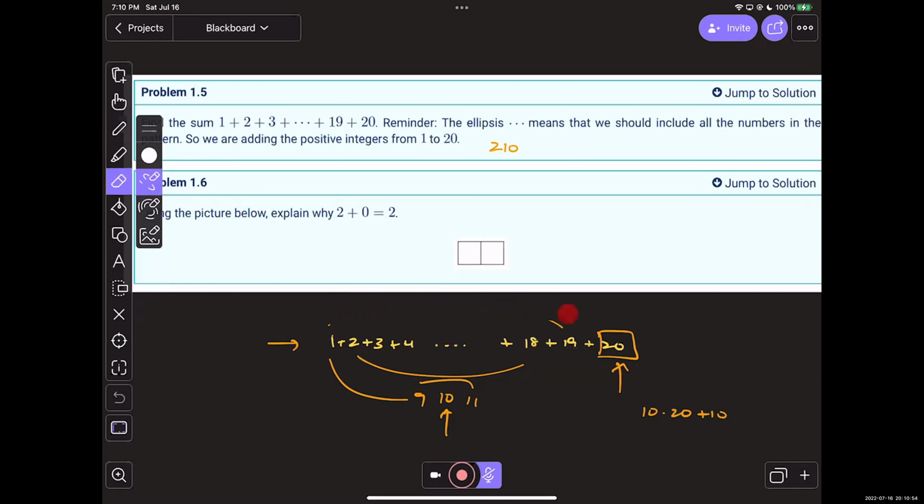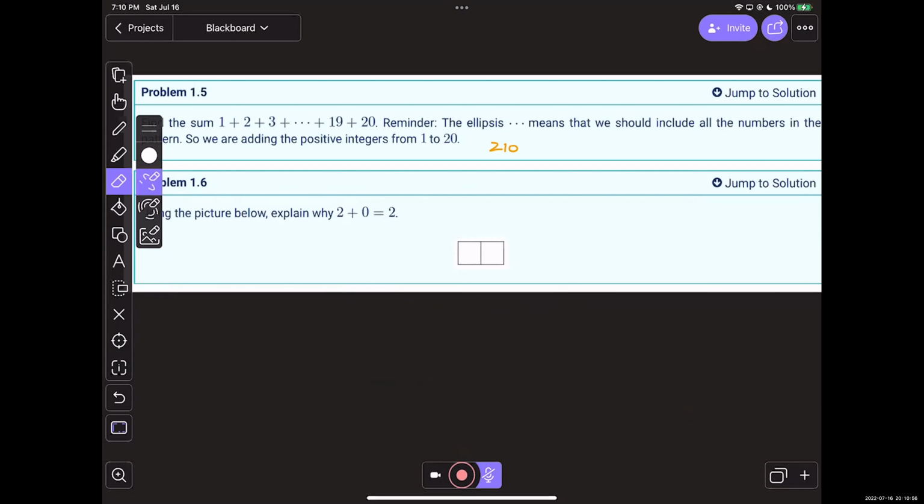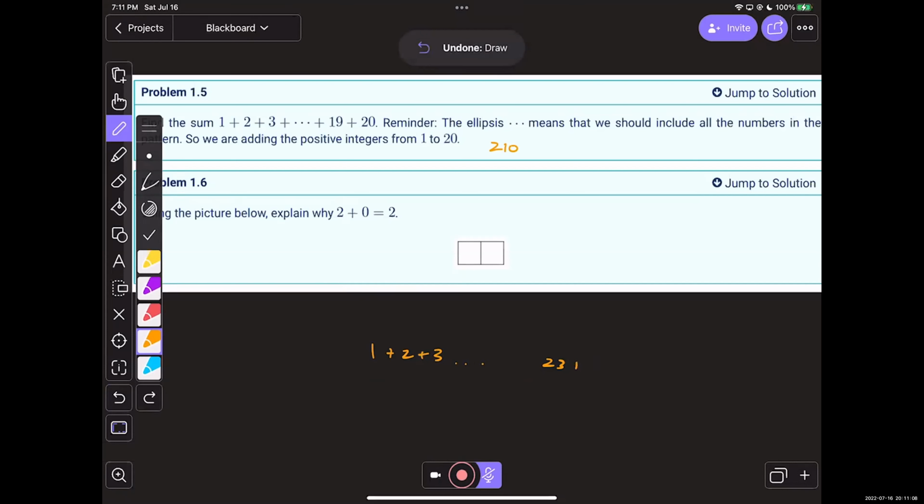But what if instead of ending at 20, what if instead I said the numbers from 1 plus 2 plus 3 up to, let's say, 23 plus 24 plus, let's end at 23, actually. So plus 21 plus 22 plus 23. How would we do this instead? Sure, Brendan, do you want to do this one?